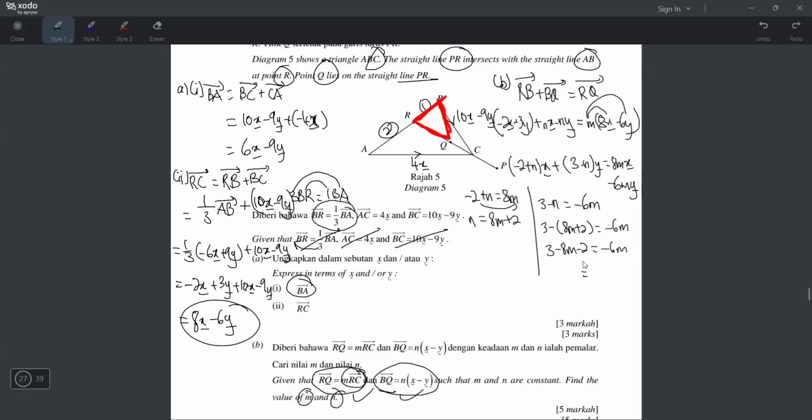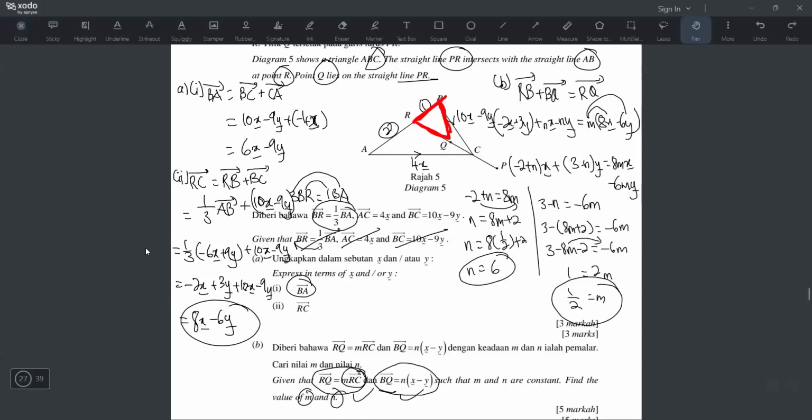Okay, now I'm able to find m. So the ones with m I put together. Okay, I will choose to put m on this side so that my m will be positive. Okay, negative 6 plus 8 is 2m, 3 minus 2 is 1, m is 1 over 2. Okay, you can use your calculator to help you. Okay, so now you can find n, substitute back 1 over 2, 8 times 1 over 2 plus 2. 8 divided by 2 is 4, 4 plus 2 is 6. So this is your n answer, this is your m answer. Okay, done. I hope you understand.